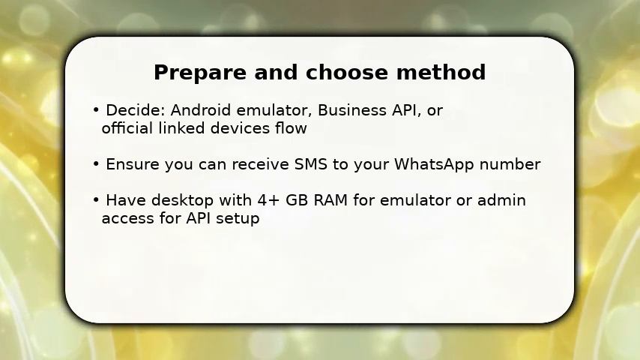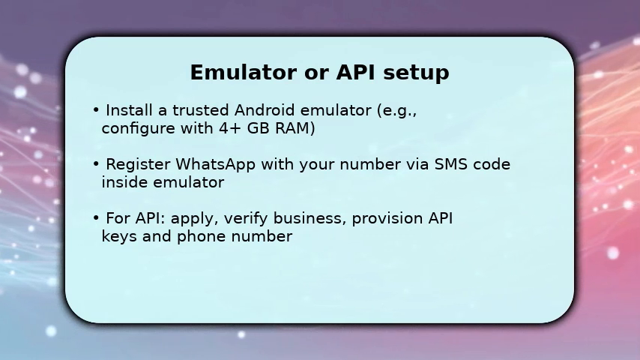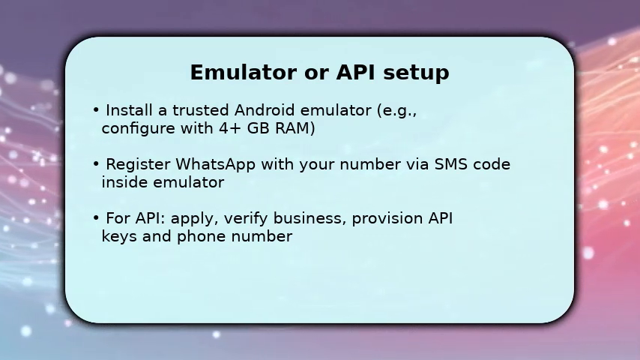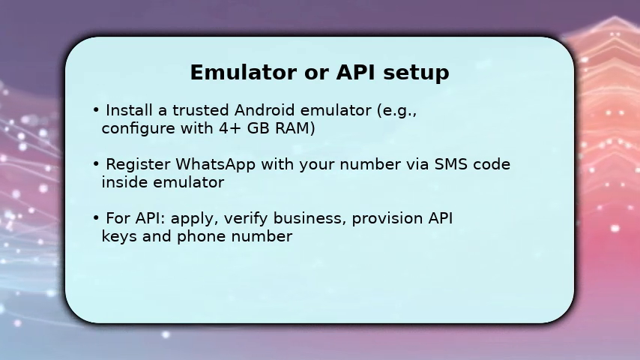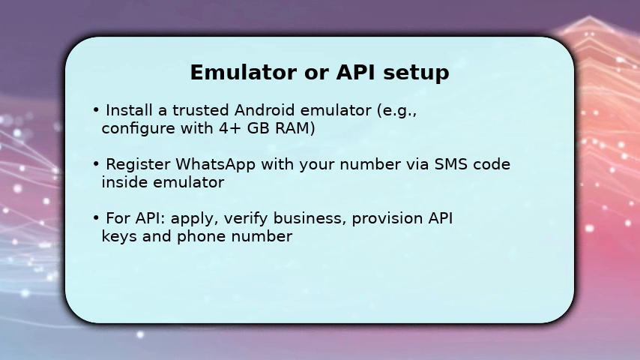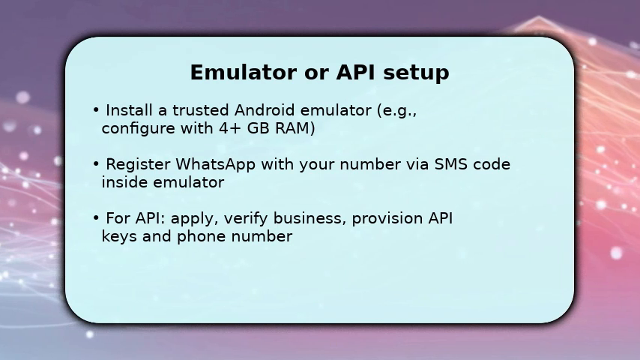use. Once the emulator is installed, open it and set up a fresh Android instance. Allocate enough RAM and storage. Install WhatsApp from a safe APK or Play Store, then register with your phone number and enter the SMS code you receive. This logs you in without scanning a QR.